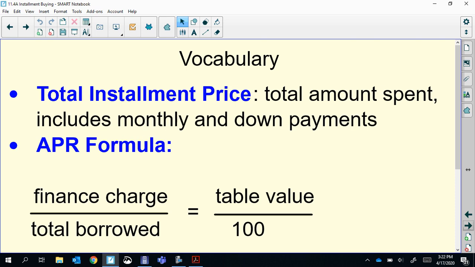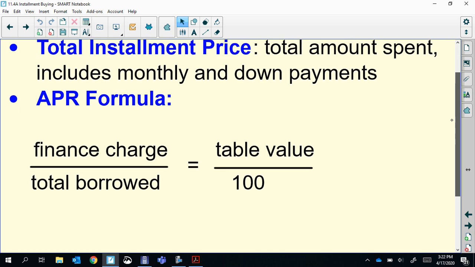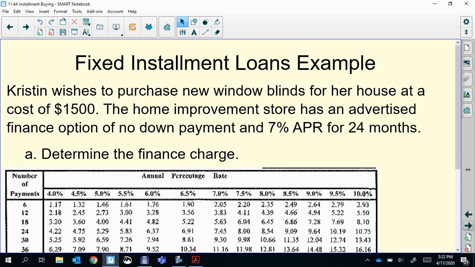So the total installment price is the total amount spent, includes monthly and down payments. So that's what you would actually pay if you totaled up all of your payments for the entire life of the loan. Then the APR formula right here: the finance charge over the total borrowed equals the table value over 100. So here's that table.